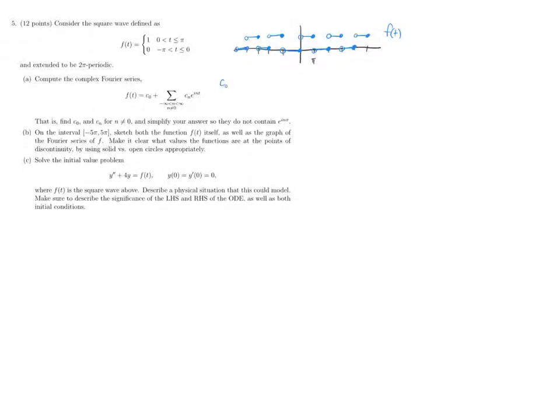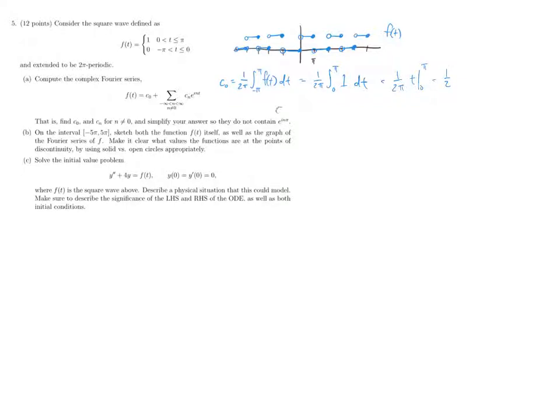If you didn't see that, well, you can compute it directly as 1 over 2 pi, integral from negative pi to pi of f of t dt. Now you've got to be careful. You can't just stick 1 in here because it's 0 on this part. But what you can do is say this is 1 over 2 pi, integral from 0 to pi, where f of t now is just 1, dt. So this is the area under the curve. Well, you could just say it's 1 over 2 pi times t from 0 to pi, which is equal to 1/2.